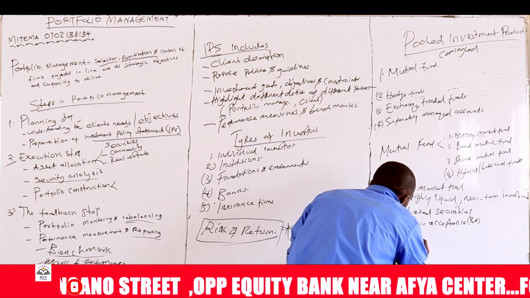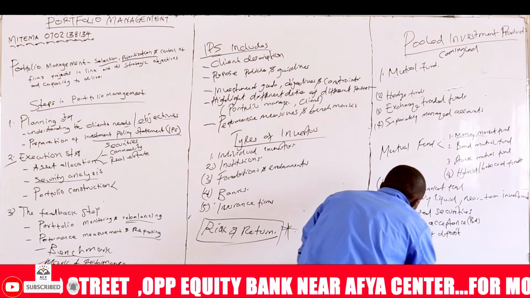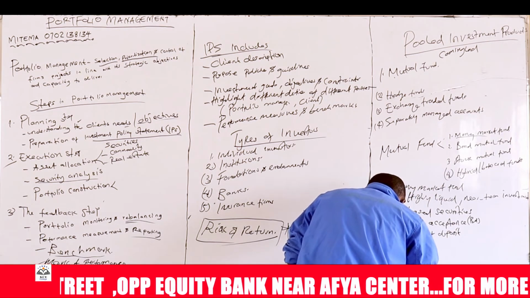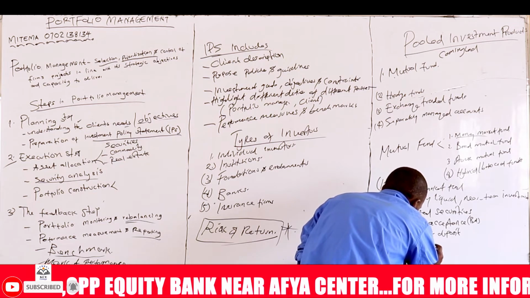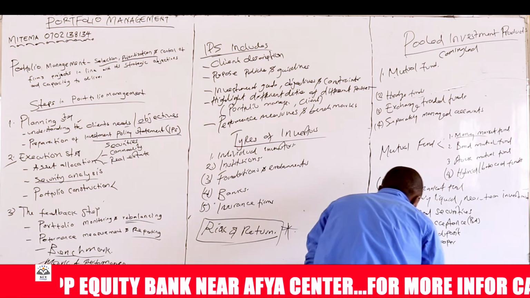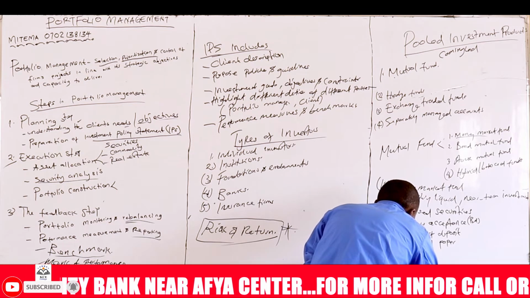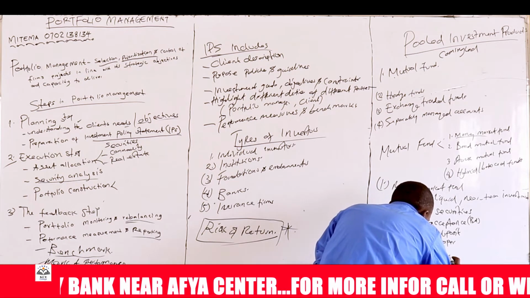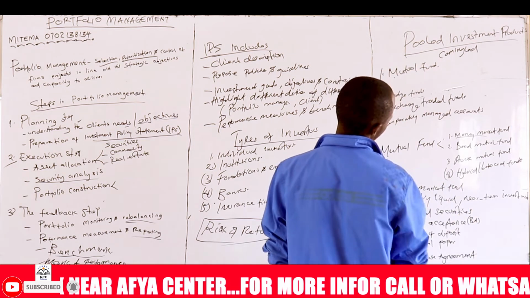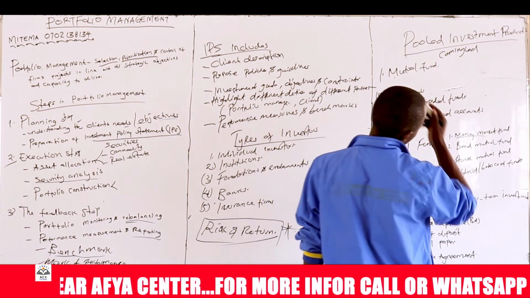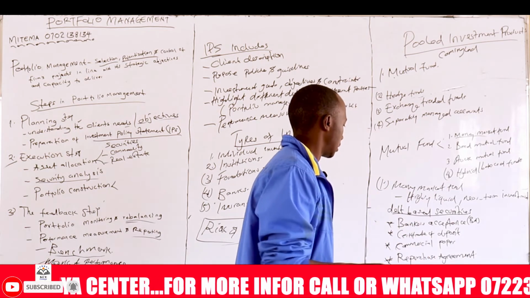Now, these securities may include the banker's acceptance, certificate of deposit, commercial paper. We have the banker's acceptance, BA. Also, we have the certificate of deposit. Then we have commercial paper. And lastly, we have the repurchase agreement. So these are the debt-based instruments which are involved in the money market fund: the banker's acceptance, the certificate of deposit, commercial paper, and repurchase agreement.